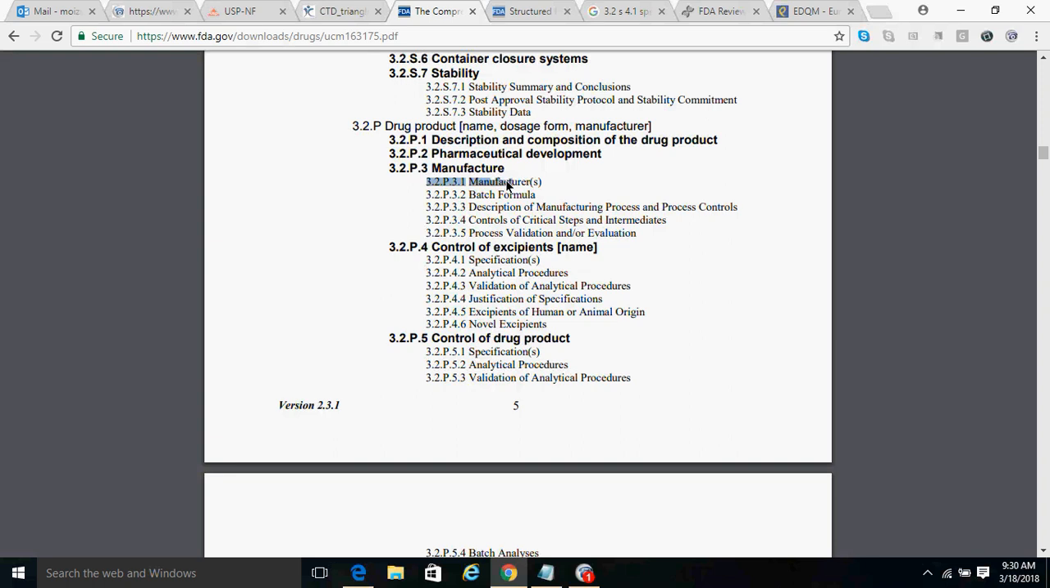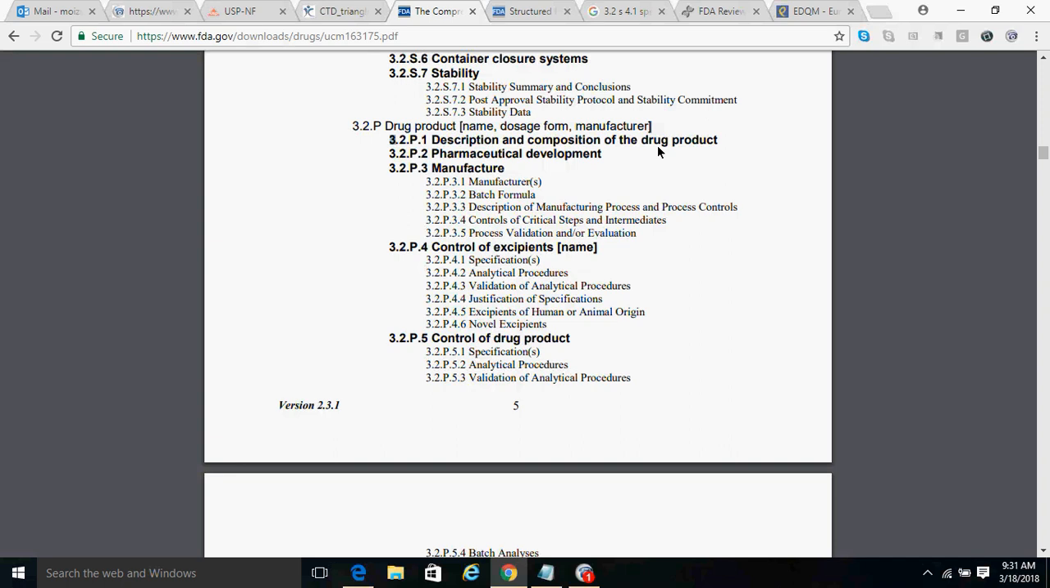Again, if you see the first section here, 3.2.P.1, read it out: description and composition of the drug product. So who will provide this information to you? Your company, quality control people, and the manufacturing unit will provide you this information. What is your drug combination, and how much is the quantity per capsule, per vial, or whatever it is. They will give you the formulation basically. They will give you the answer. All you have to do is take that information and put it in a tablet form.